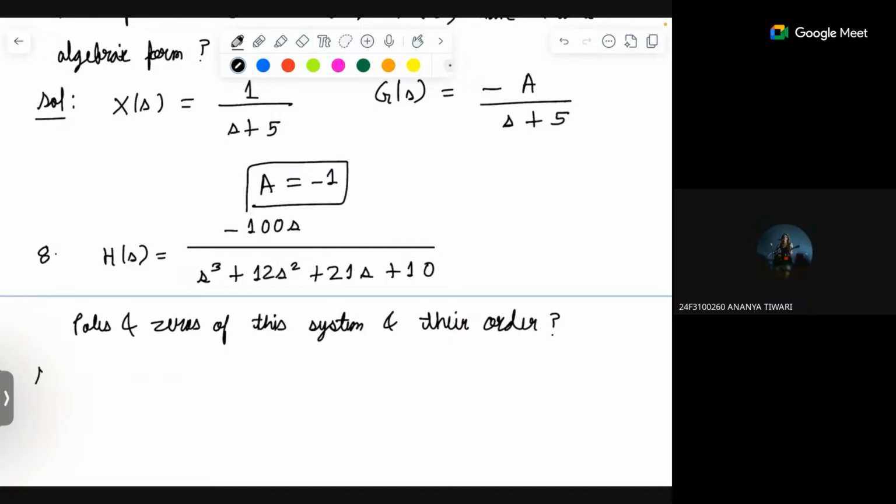Yes, ma'am. Okay, so what are the zeros? Zeros are the roots of the numerator polynomial. What are poles? Poles are the roots of the denominator polynomial. And the order is the number of times that root is repeated. So is the question clear to everyone? Yes, ma'am. Okay, then take 3 minutes and tell me the answer, and maybe we can keep this as the last question. Start solving.